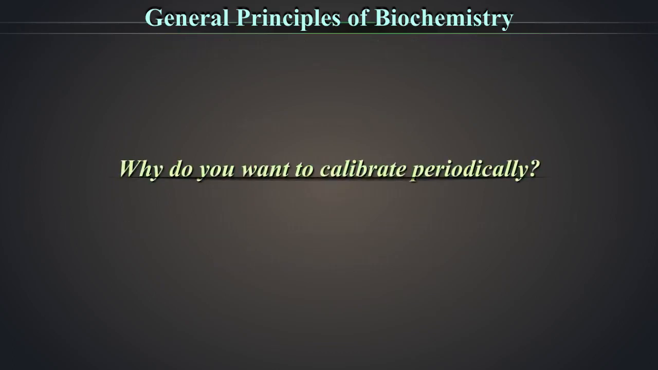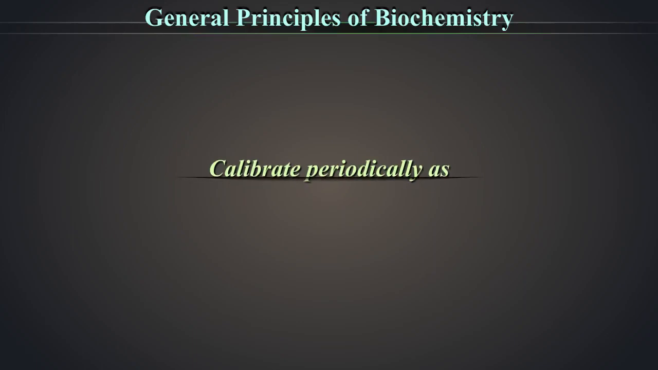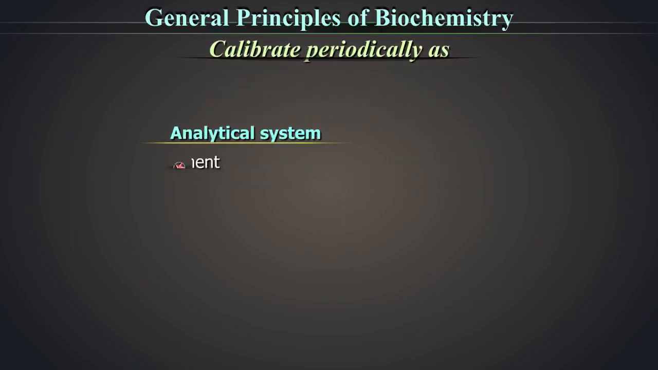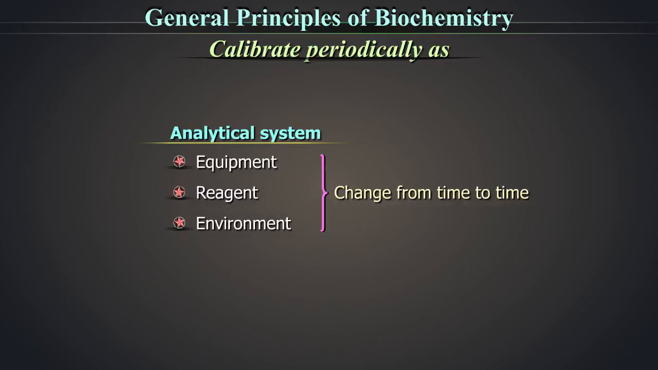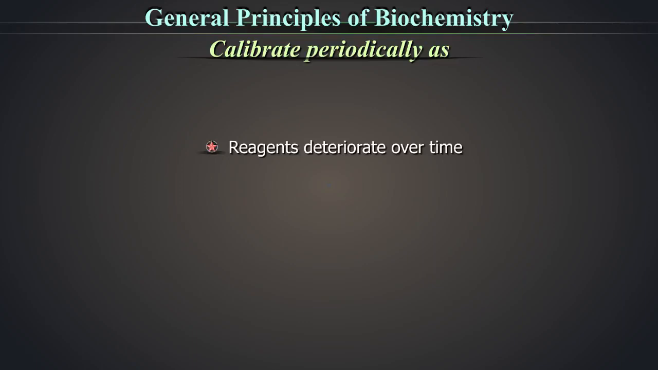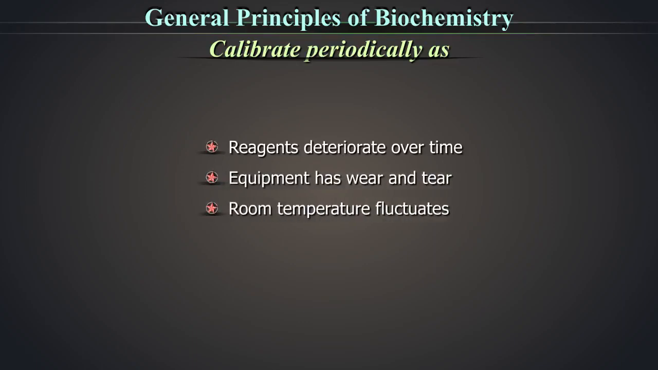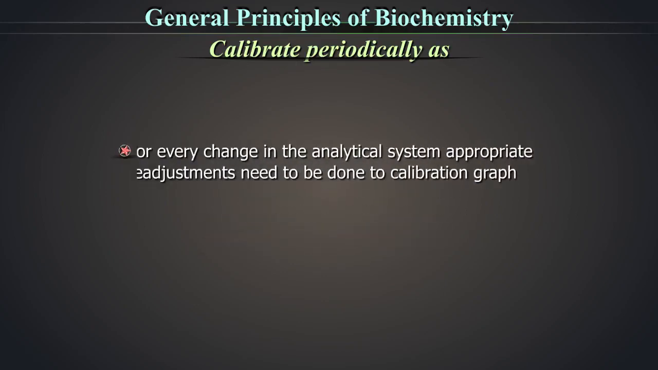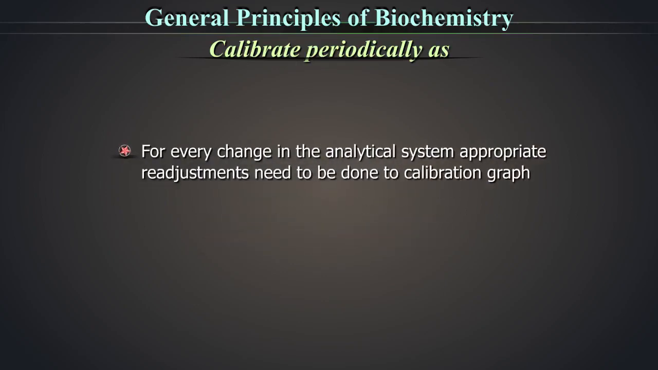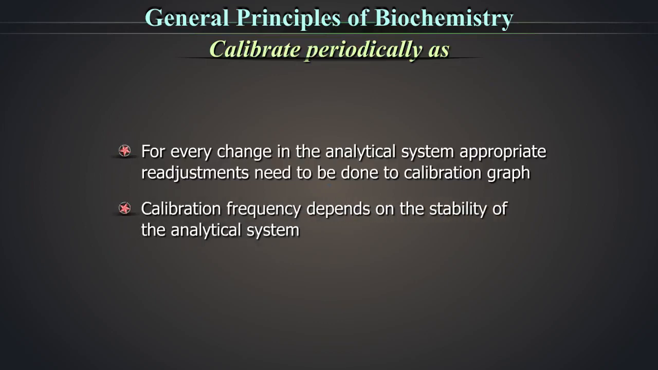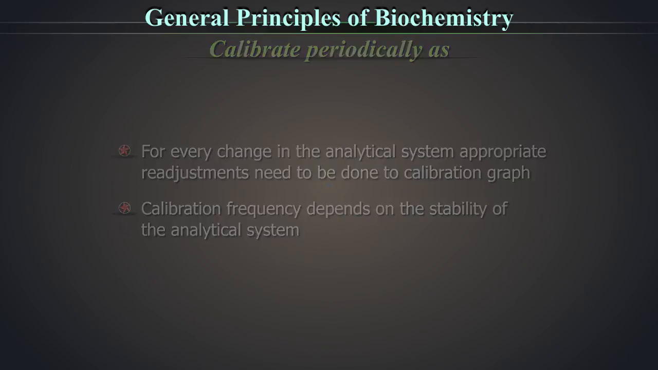Why do you want to calibrate periodically? We have to calibrate periodically as the analytical system, equipment, reagent, and environment change from time to time. Reagents deteriorate over time, equipment has wear and tear, room temperature fluctuates, and so on. For every change in the analytical system, appropriate readjustments need to be done to the calibration graph. So, your calibration frequency depends on the stability of the analytical system.